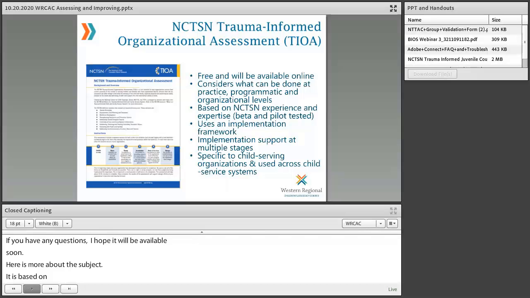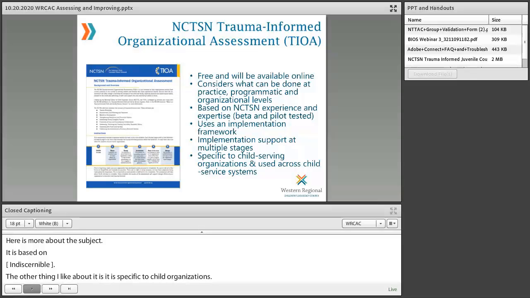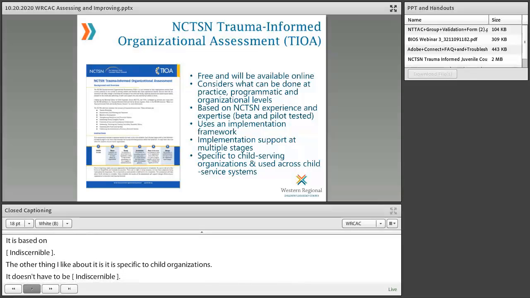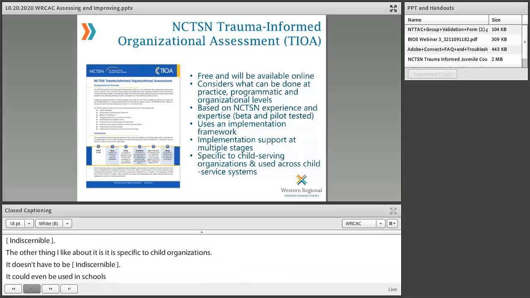And I think the other thing I really like about it is it's specific to child serving organizations and can be used across child service systems. So it doesn't have to be just used in a CAC. It could be used with a child welfare organization. It could be used with a community service agency. I suspect it could even potentially be used in schools as well if we're thinking about psychological services and social work services. So, and this is what you're seeing is the cover sheet of page 1.